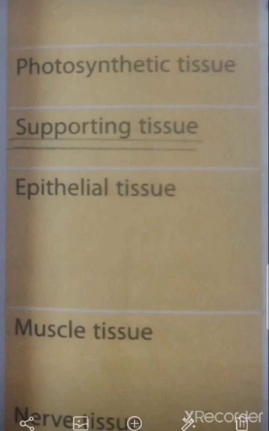Then there is nerve tissue. Nerve tissue is found in the brain and spinal cord of an animal, and it is made of a network of nerve cells. What is its function or special job? Nerve tissue carries messages from one part of an animal's body to another.